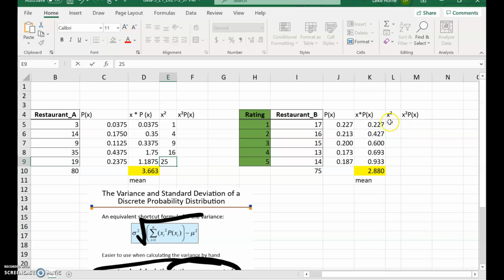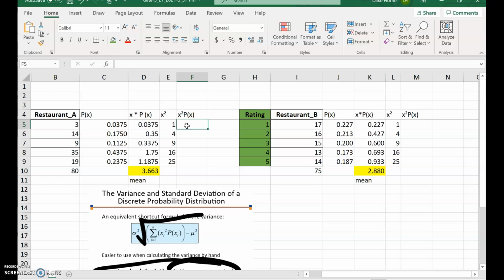I'm going to go ahead and put those in over here too because the ratings are the same. 1, 4, 9, 16, and 25. And I will upload this spreadsheet, so if you want to practice using it, or just practice making these columns on your paper. It's very important to stay organized when you're working a problem like this.